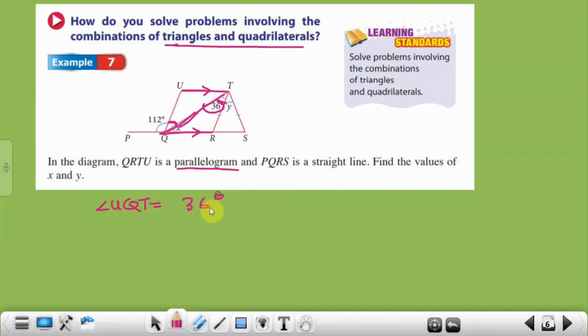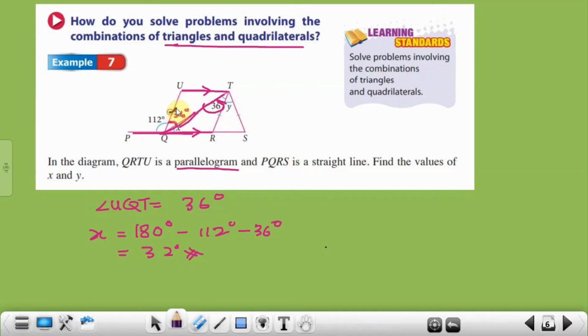36 degrees. For x, x is the angle on a straight line. So to find x, it is equal to 180 minus 112 and 36 degrees, which is 32 degrees for x. Now let's find y.